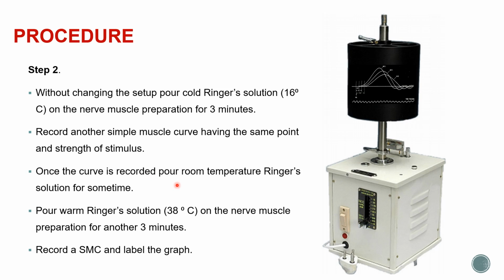After we have brought it at the room temperature, we'll try pouring the warm Ringer solution. Now this warm Ringer solution is at a temperature of 38 degrees Celsius, and we'll pour this for another 3 minutes. And we'll try to record a simple muscle curve. So in this way we will be getting the 3 different curves at 3 different temperatures, keeping the same point of stimulus and the strength of stimulus.